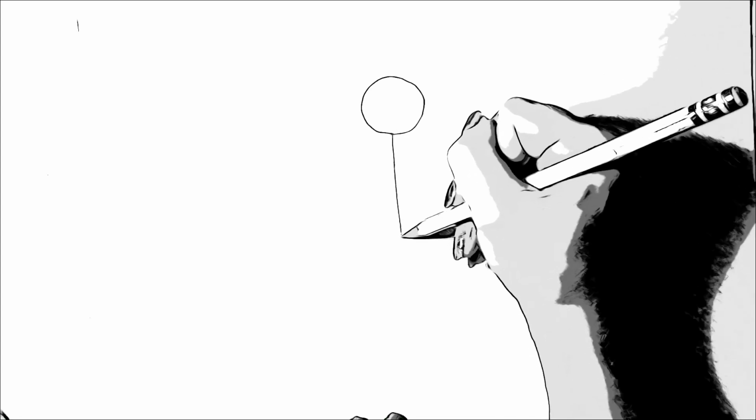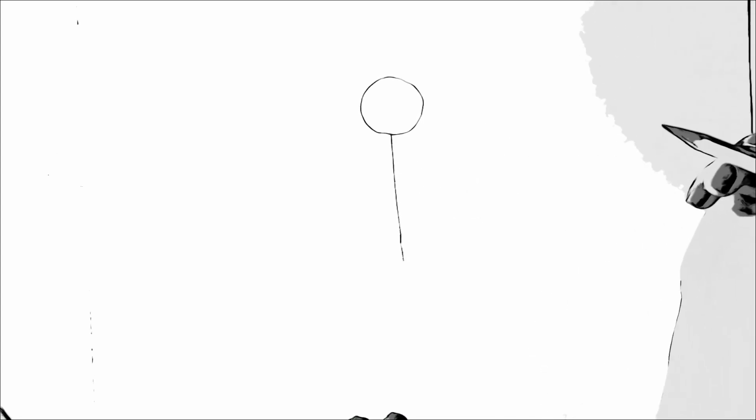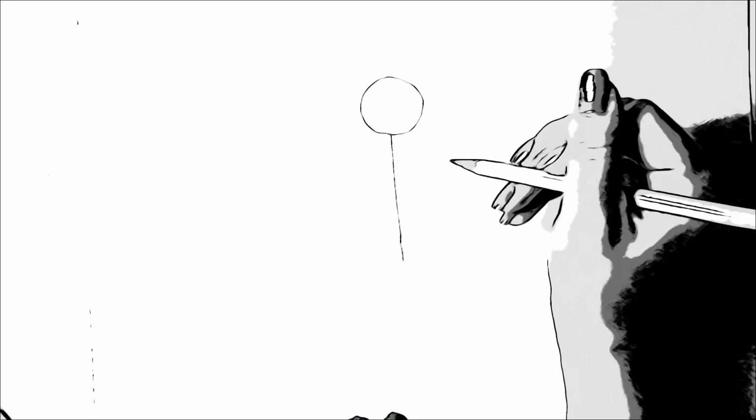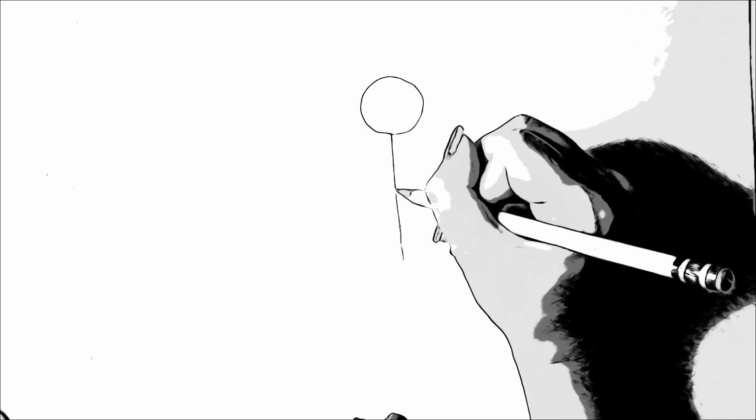Next, draw a straight line coming down from the middle of the circle. This is the body of the figure, almost like your spine.